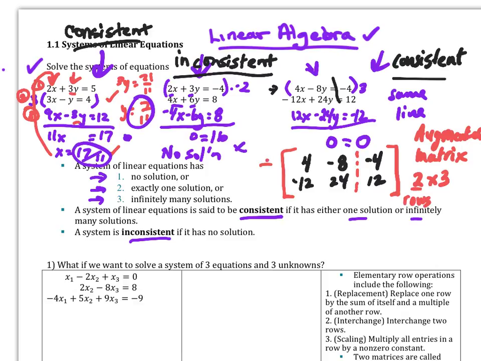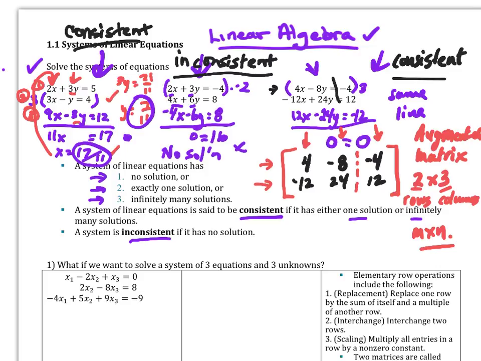So rows go across, so 1 and 2. And then this one is going to be my columns, and that's going to be going down. So that's going to be the dimension of this particular matrix, and we also call it generally an m by n. Okay, we'll talk about that more a little bit later.